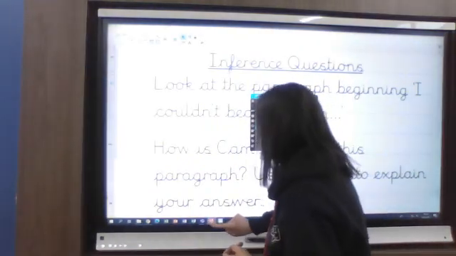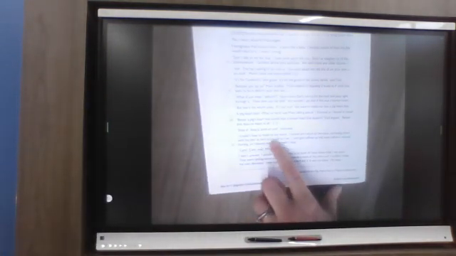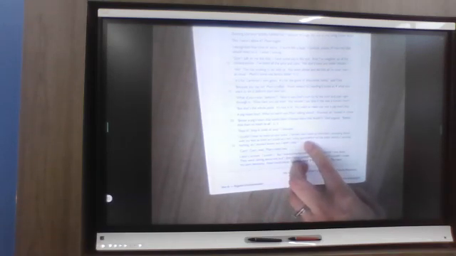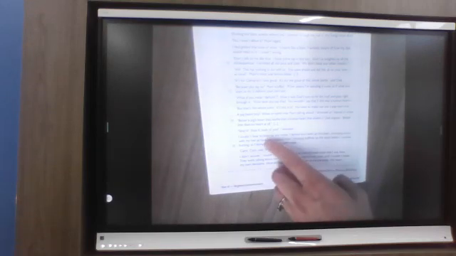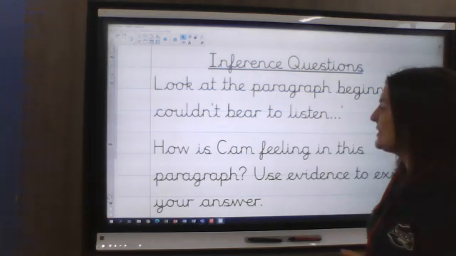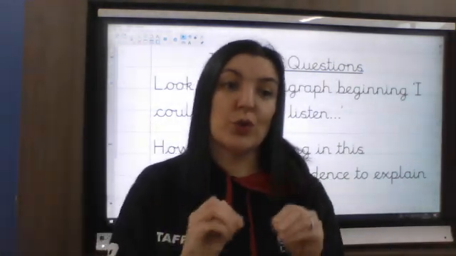So I'm going to go to the text. "I couldn't bear to listen" is what I'm looking for. Skimming and scanning skills are really important. It's here at the bottom. "I couldn't bear to listen anymore. I turned and raced up the stairs, stomping down my feet as hard as I could as I ran. I got halfway up the stairs before I started hurting, so I slowed down, but I didn't stop." So I know my key bit here is that he's stomping down with his feet as hard as he could, and he couldn't bear to listen. I think he's feeling angry and upset. So my first part to answer this question is: Cam is feeling angry and upset.